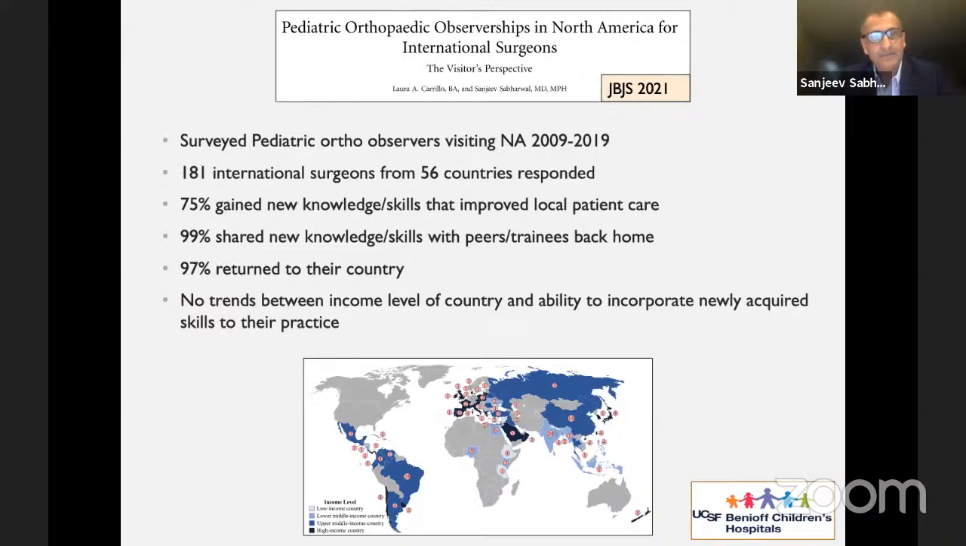And I want to highlight that 99% of these surgeons said they shared the new knowledge and skills that they had gained with peers and trainees when they went back home. And 97% returned to their countries. So there's very little of this brain drain going on.